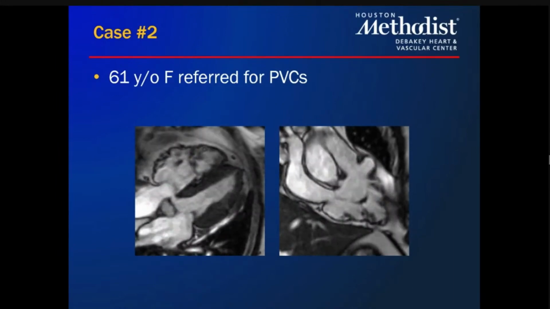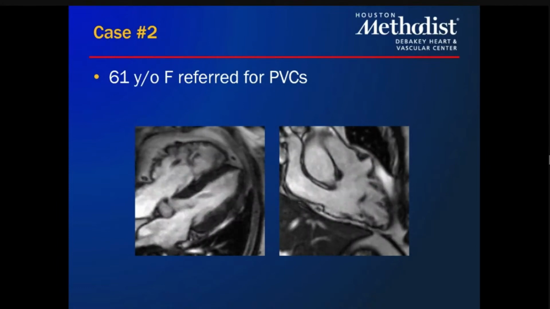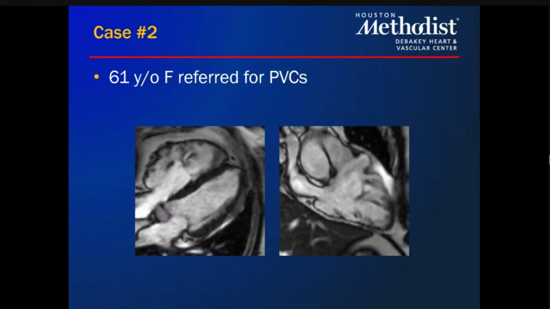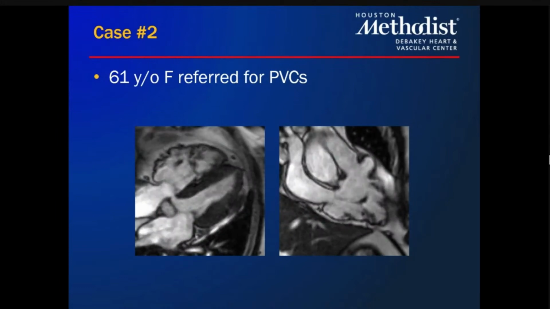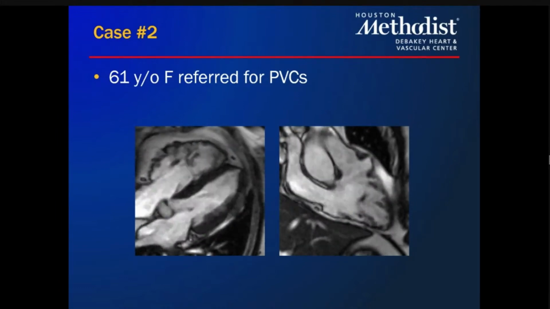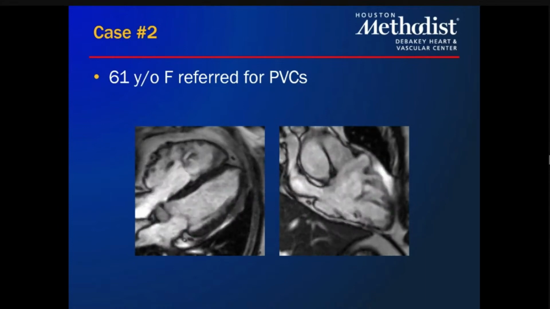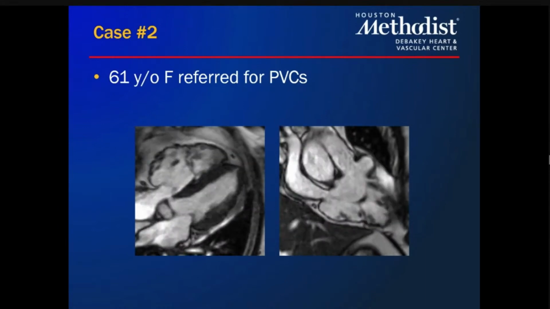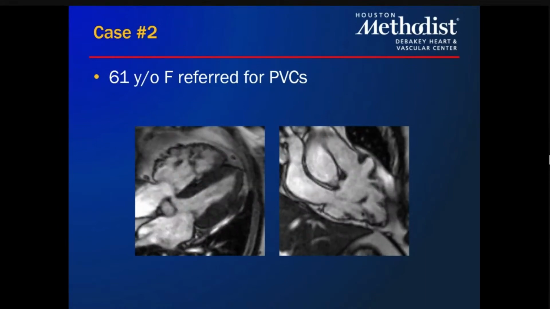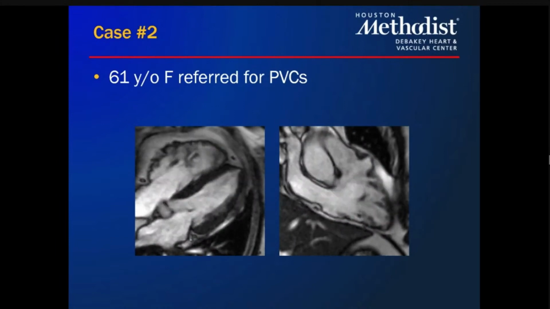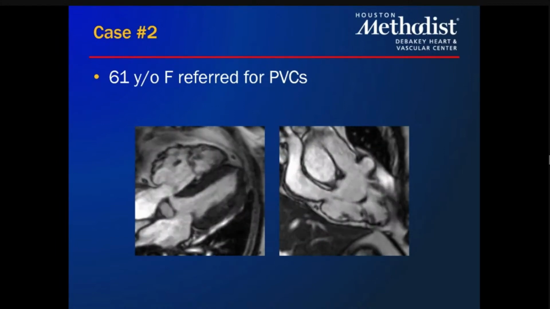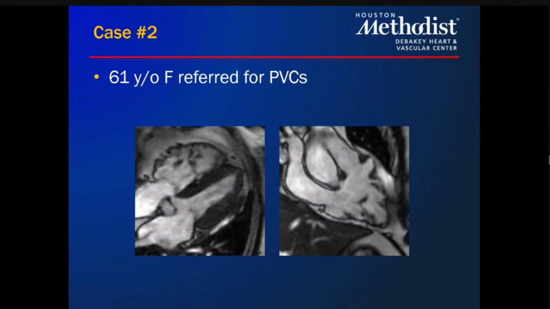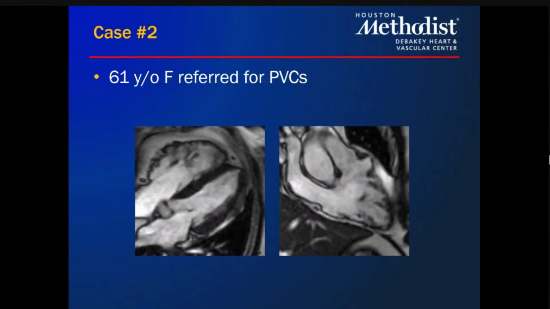For the CMR fellows, Amr, are you on? Yes. So what do you see? So here the RV looks dilated compared to the LV, and also we could appreciate a wall motion abnormality at the base compared to the apex. So when seeing that, it comes to mind ARVC.